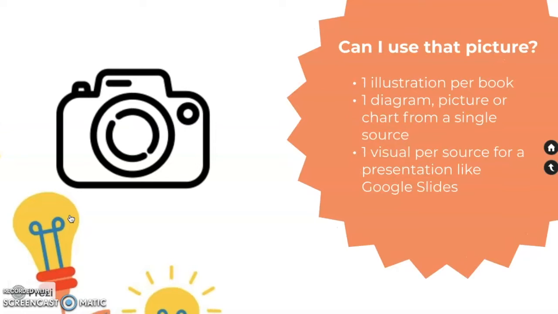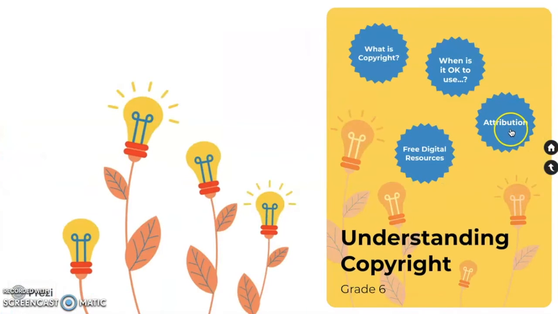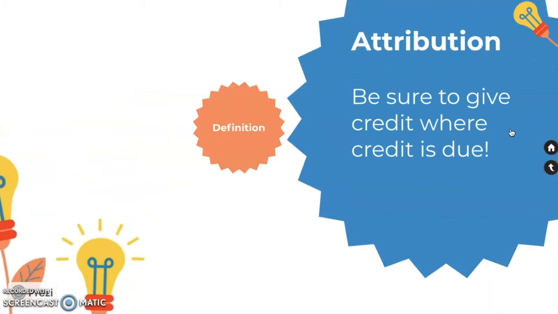So when can you use that picture? We've got some things outlined here about using one visual source for a presentation. Say you're using Google Slides, and using one illustration per book. Those are just some examples of when you could use images. And we'll also talk about using images on the internet next in attribution.